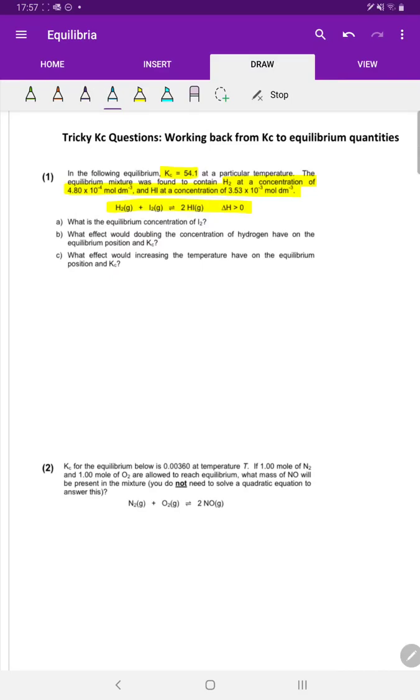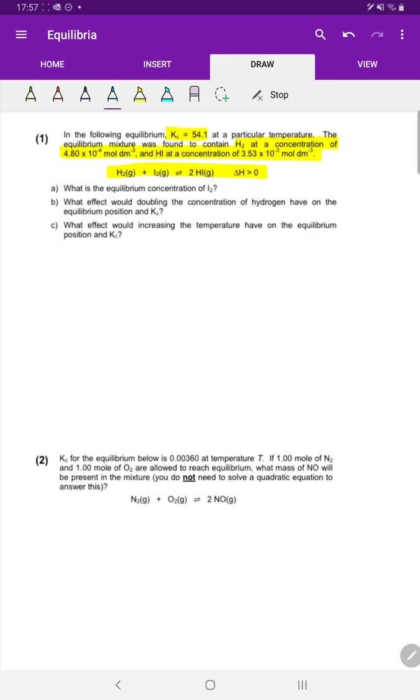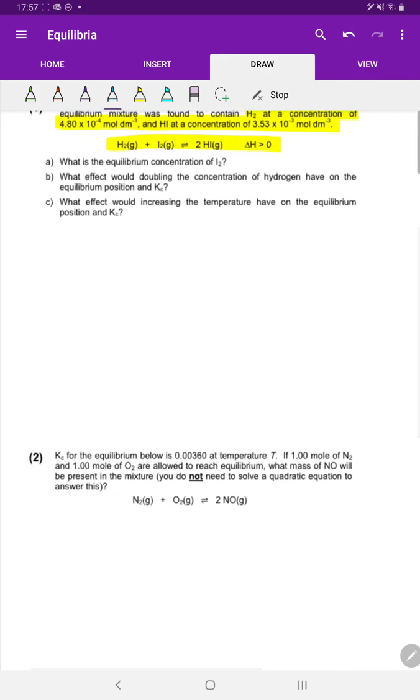Here I'm going to go through the answers to the tricky Kc questions that I set you today. So question 1, as you can see, I've already highlighted the key information in the question. Now I'm going to have a go at answering part A. What is the equilibrium concentration of iodine?